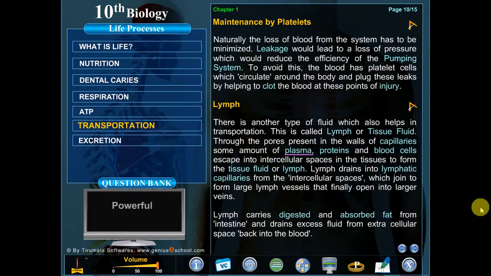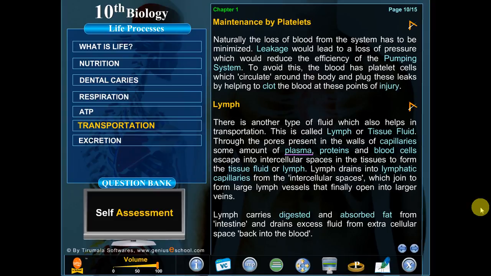Maintenance by platelets. Naturally, the loss of blood from the system has to be minimized. Leakage would lead to a loss of pressure, which would reduce the efficiency of the pumping system. To avoid this, the blood has platelet cells which circulate around the body and plug these leaks by helping to clot the blood at these points of injury.